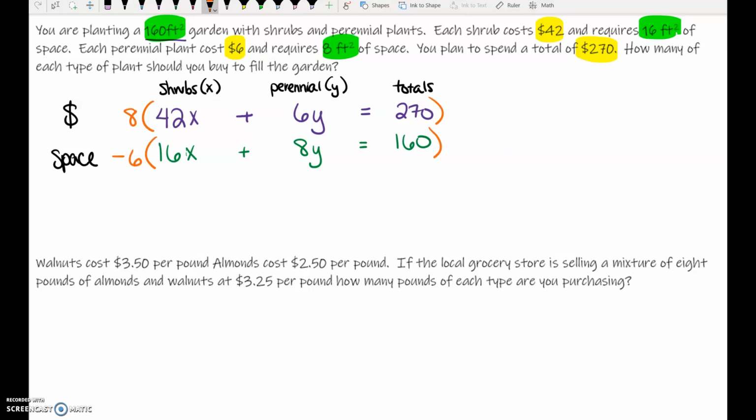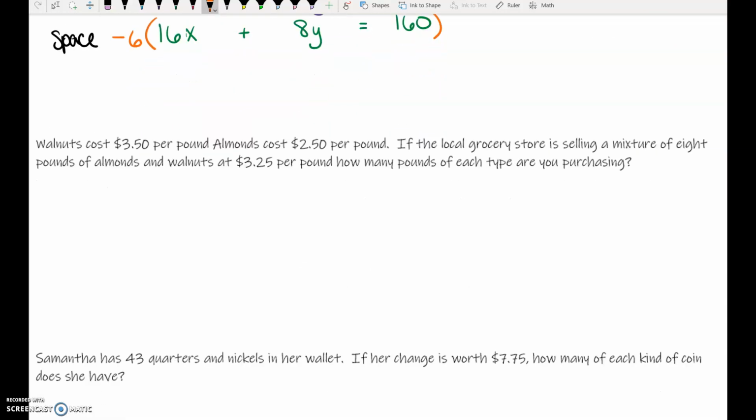Now, if you find a number smaller than that you want to multiply, great, go for it. But the easiest thing is just 6 and 8. 6 times 8 is 48. Make both of them 48. One of them 48, one of them -48. All right, do you feel like you could finish that one on your own if you needed to? Yes. Okay, let's go to the walnuts.